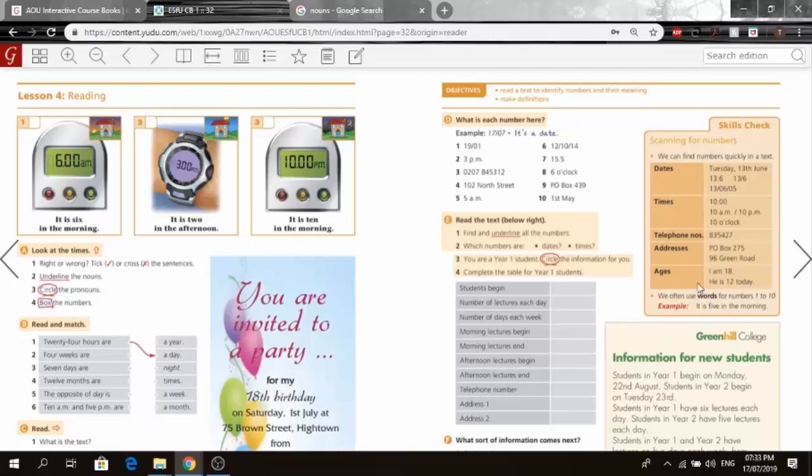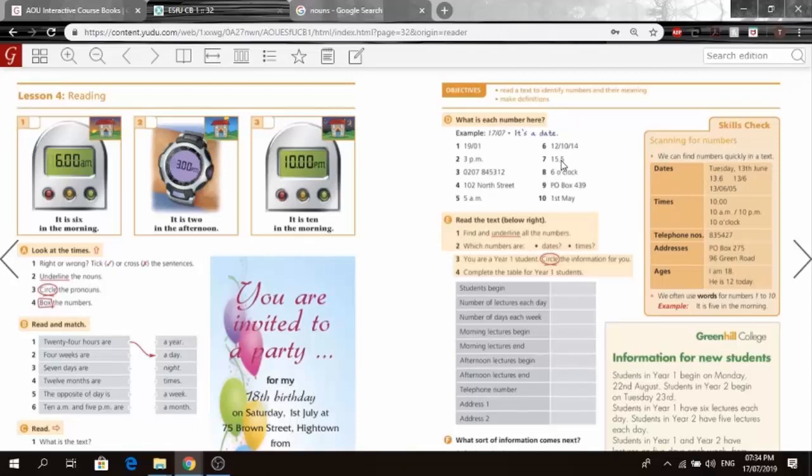It's just normal age. So 1901 here with this mark, so we already know that number 1 is a date, okay? Number 2, obviously, PM, so it'll be a time. This one, long number, so this will be a phone number, okay? This is 102 North Street right here, so this is an address, okay? 5 a.m., obviously, easy, time. 12, 10, 14, this is obviously a date, okay?